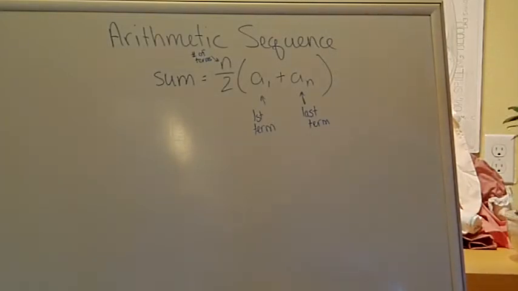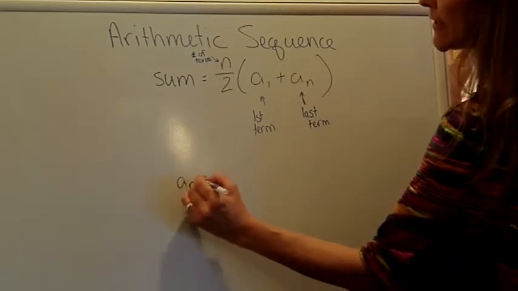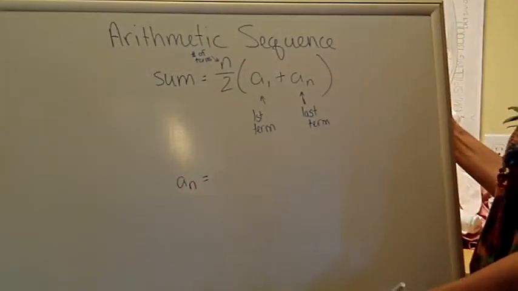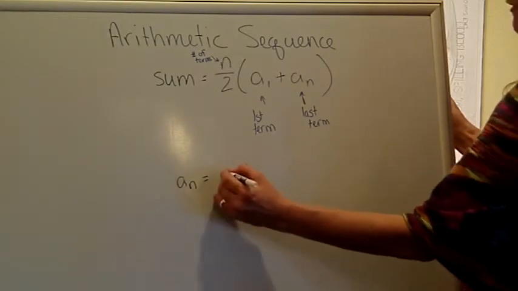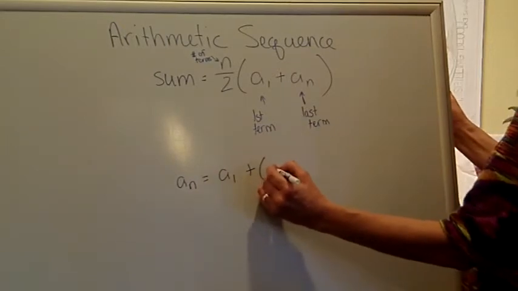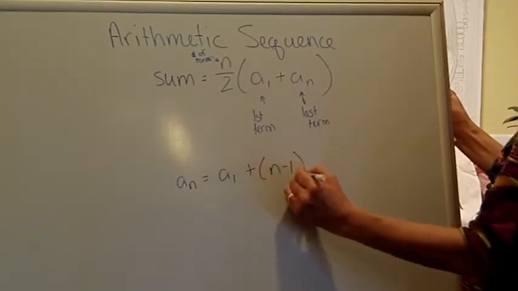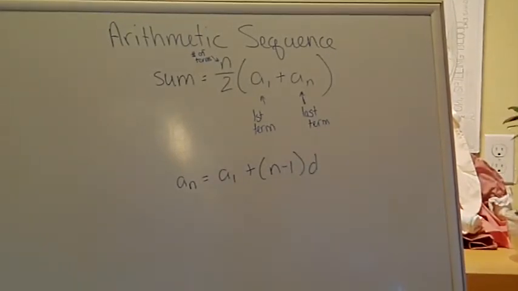Another formula you need is a sub n. This could be any term in the sequence, or the last term, depending on what term you're talking about. A sub 1 plus the number of terms minus 1 times what we call the common difference.